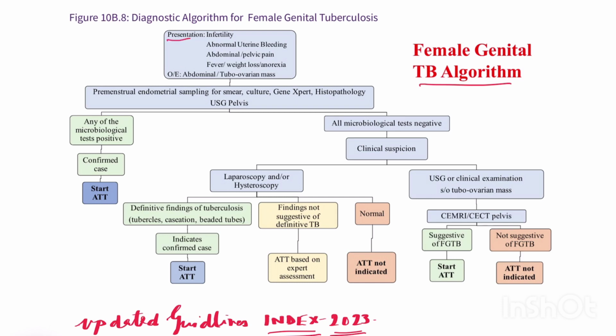So in the presentation, as we know, patients can present with infertility, menstrual problems, abnormal uterine bleeding, chronic abdominal pain, and constitutional symptoms may be there, like fever, weight loss, anorexia. And if you examine this patient, there may be an abdominal or tubo-ovarian mass that we can get on examination or palpation.